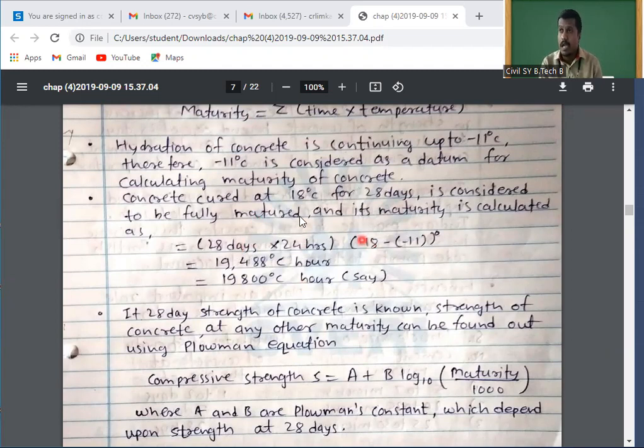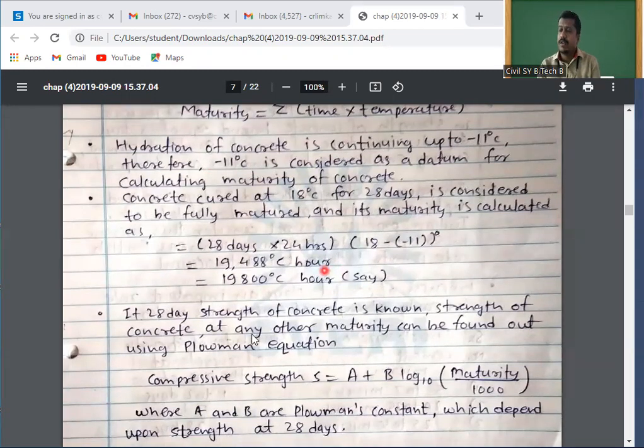Multiplied by the second product. Concrete is cured at a standard room temperature. It may be 18, or it may be 20, it may be 25 degrees centigrade. So 18 minus, what is the datum line for our concrete maturity? It is minus 11 degrees centigrade. So 18 minus 11 degrees centigrade. If you take this product, the answer is, I think, 19,488 degrees centigrade per hour. That is the value of the maturity of the concrete.